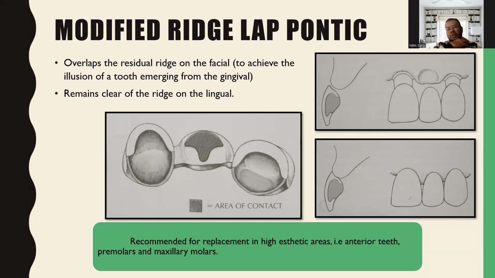So basically, what they have modified in this is that the Pontic covers only the buccal part of your residual ridge. So it overlaps the residual ridge on the facial part to achieve the illusion of a tooth emerging from the gingiva. So that when you look from the front, the artificial tooth that you're giving in the FPD appears to be coming out of the gingiva.